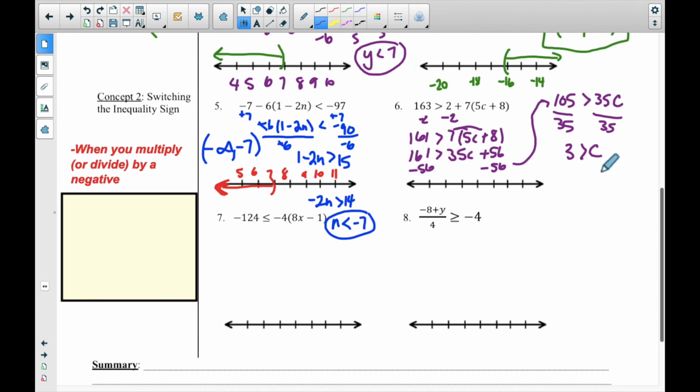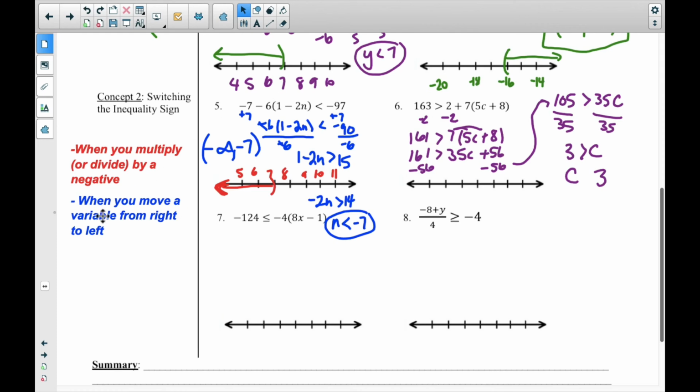Okay, but I really do not want that variable on the right. The variable belongs on the left, especially in inequalities. So we need to move it. We need to put the c on the left and the 3 on the right. This is the other time that you basically are going to change your sign to point the other way. So over here in the margin I wrote down, when you move a variable from right to left, or from left to right, but since we did this, take a look.